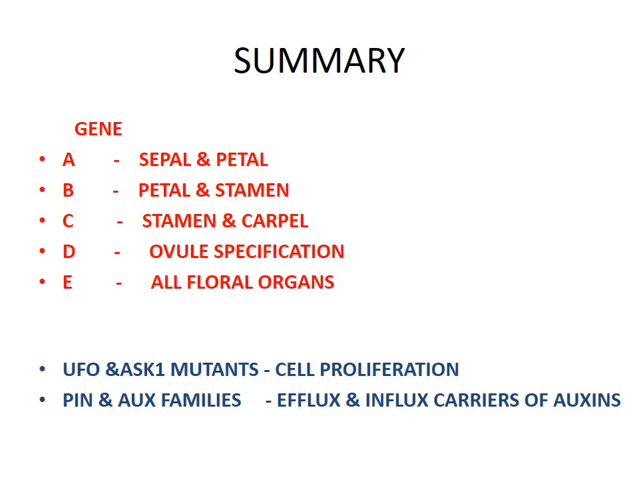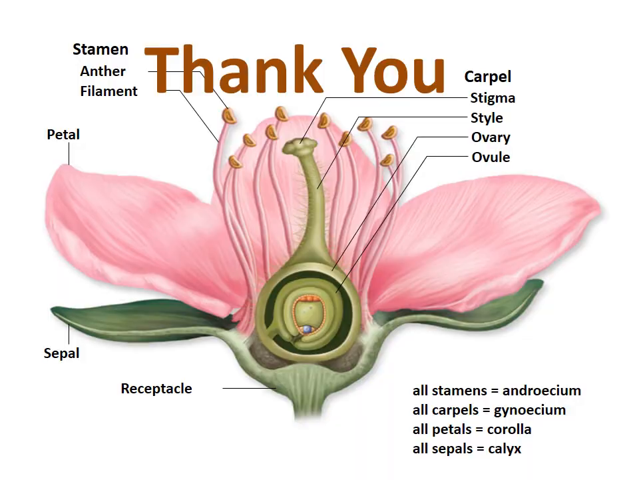Summary. To summarize the whole ABCDE model, A is responsible for sepal and petal development, B for petals and stamens, C is for stamen and carpel, D is for ovule specification, and E is for the whole floral organ. And the two other mutants, UFO and ASK1 mutants, for cell proliferation, and PIN and AUX families for efflux and influx carriers of auxins. Thank you.